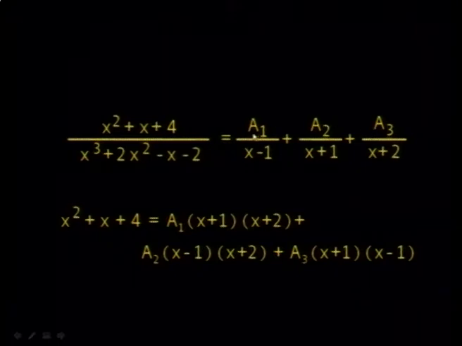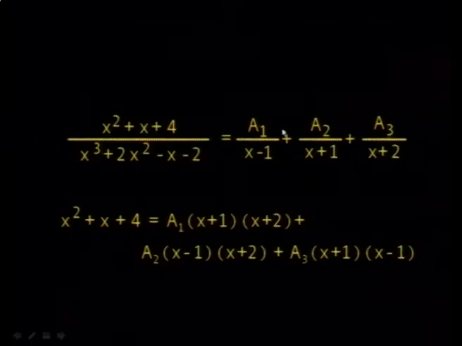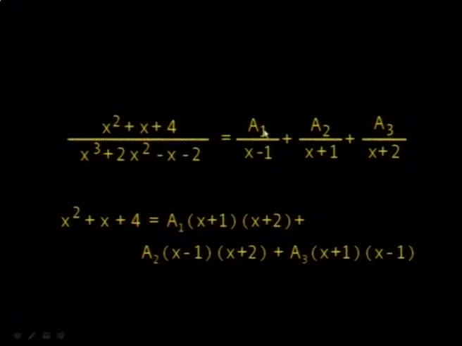Because once you calculate a1, a2, a3, then it's finished, because the integral of your original rational function will be the sum of those three integrals. And these three integrals are very simple because they are all logarithmic functions of x minus 1, x plus 1, or x plus 2. Now, how can we go on calculating a1, a2, a3? There are various ways of doing this. The easiest is to equate both numerators.